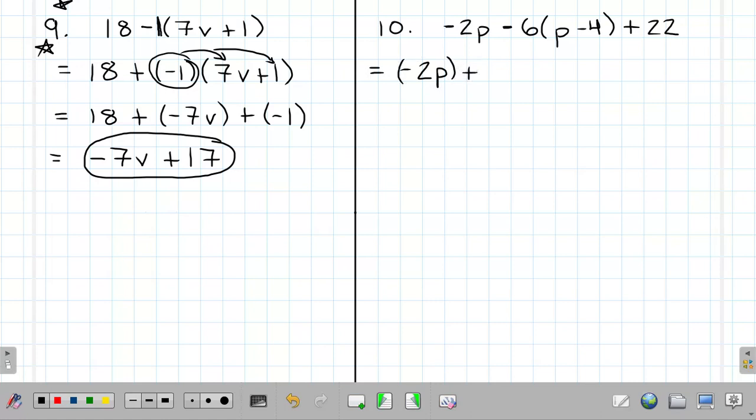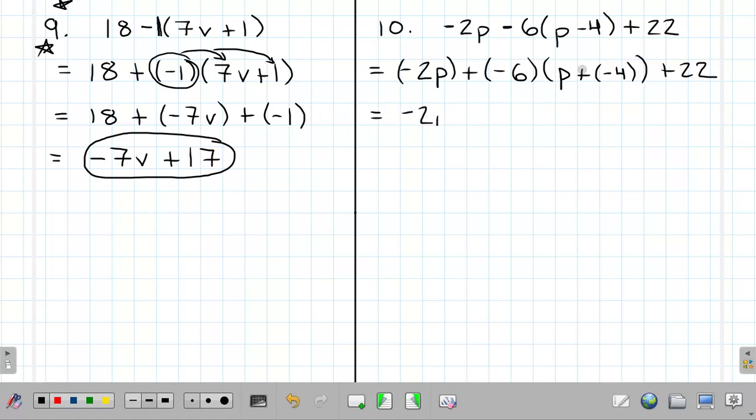So negative 6 times p minus 4. And then once again, I would do it on the inside here too. So p minus 4 would become p plus negative 4. And then we have the plus 22. It can get confusing with all the parentheses here, especially with all the negatives, but if you can follow the parentheses, it actually makes it super easy.